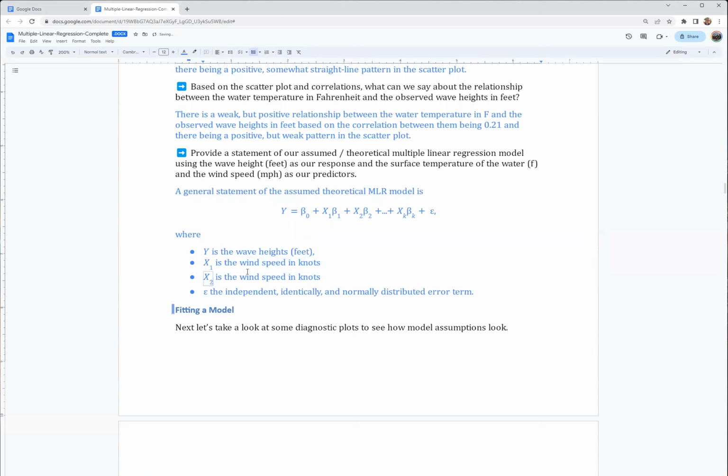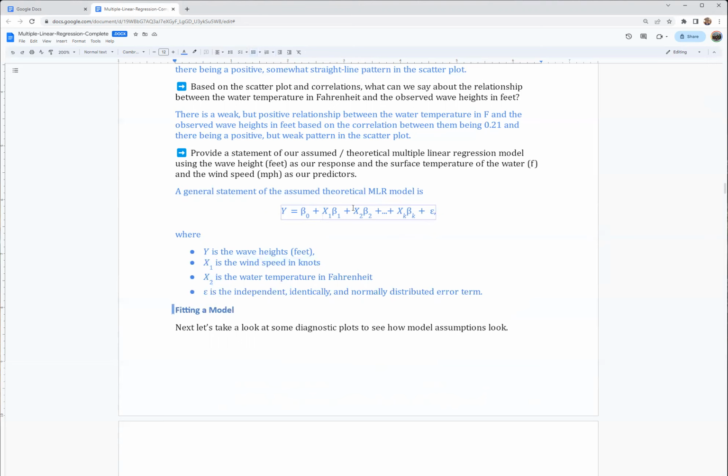X2 is the water temperature in Fahrenheit. I think that's how you spell Fahrenheit. And epsilon is the independent, identically normally distributed error term. So then I guess, yeah, the important thing is that we have two predictors.